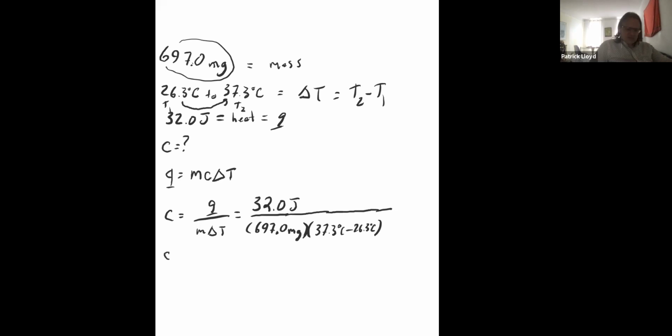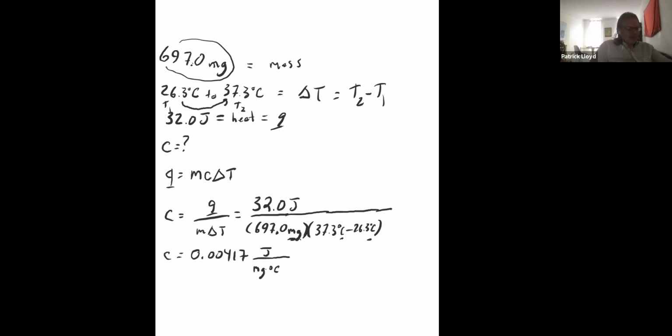C is 0.00417. That's 3 sig figs. Joules per milligram degrees C. Now, why is it milligram degrees C? You've got milligrams down here, and then you've also got degrees C down there. So per milligram per degree C.